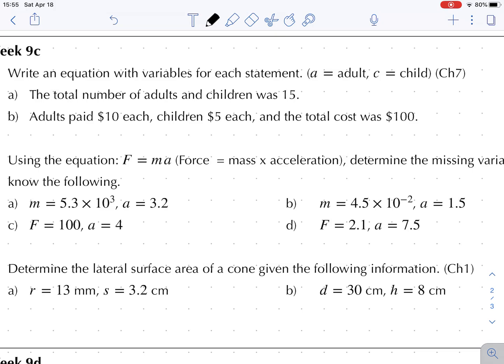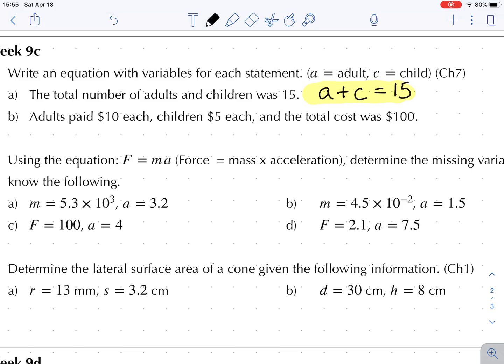Statement number 1. The total number of adults and children was 15. So we take the number of adults, which is given as A, and we add to it the number of children, which is C, and the total was 15. The total of the adults and children was 15. So this equation right here matches this statement.